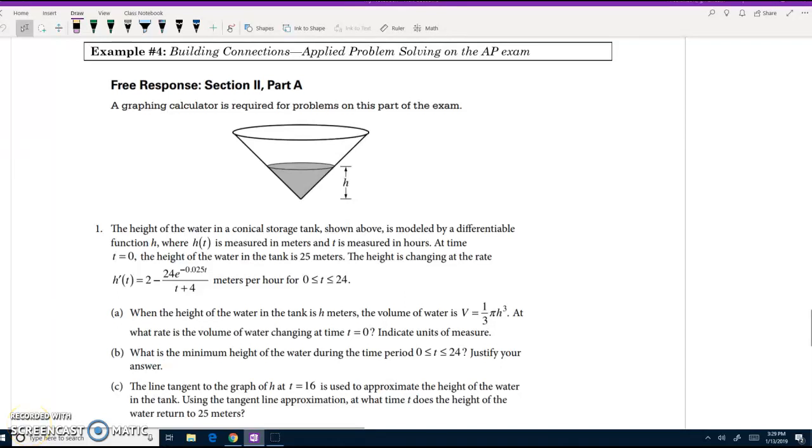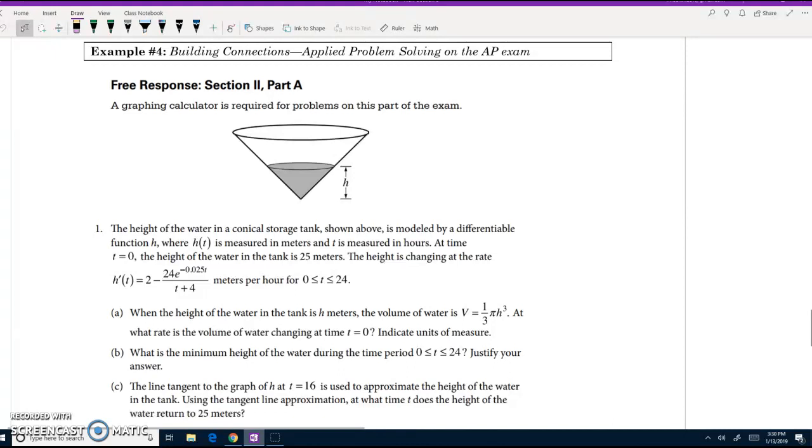All right, guys, I also wanted to provide some information about getting through the AP problem that was in the same purple notes packet. This one talks about having water in a conical storage tank, which just means we've got a cone filled up with some water. What it tells us is the height of the water in the storage tank is modeled by a differentiable function h, which is the height, where h of t is measured in meters and t is measured in hours. So we're going to be looking at meters over time.